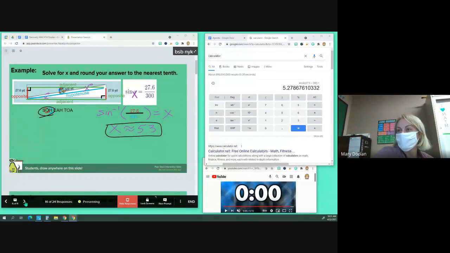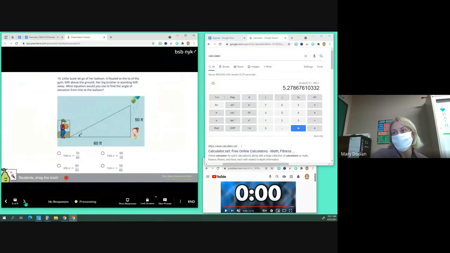All right, I'm going to take you to the next slide. It's another drag the icon slide. So we have another real life situation here. Little Susie let go of her balloon and it floated to the top of the gym. They did not spell out the word top, but that's what it's supposed to be. Top of the gym, 50 feet above the ground. You can see Susie there, the balloon's going up, and that's a vertical distance of 50 feet. And her big brother is standing 60 feet away. That's her big brother over there. I don't know if he's holding a basketball or another balloon. Not really sure.